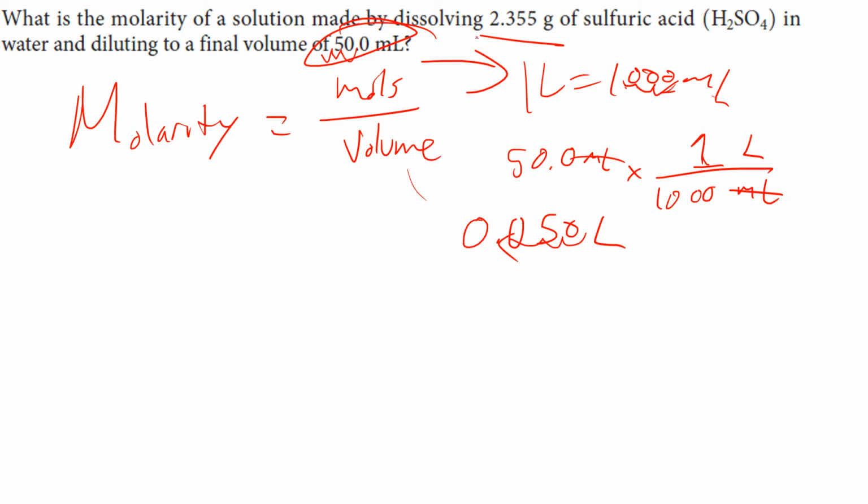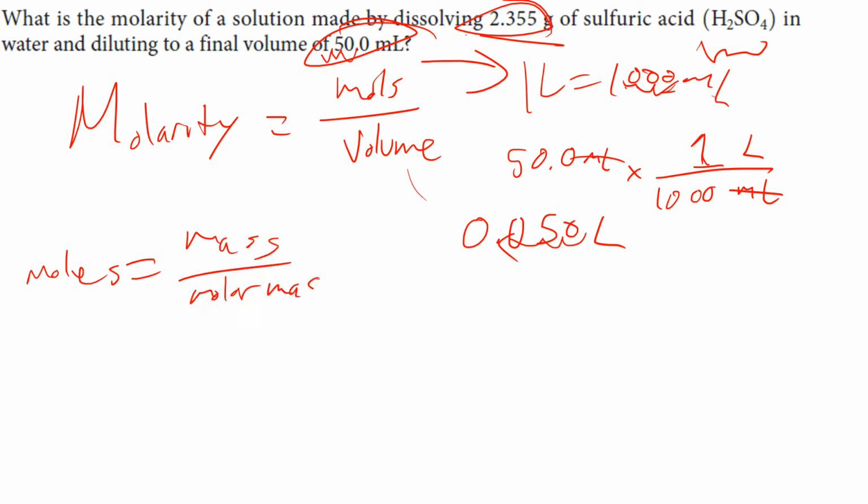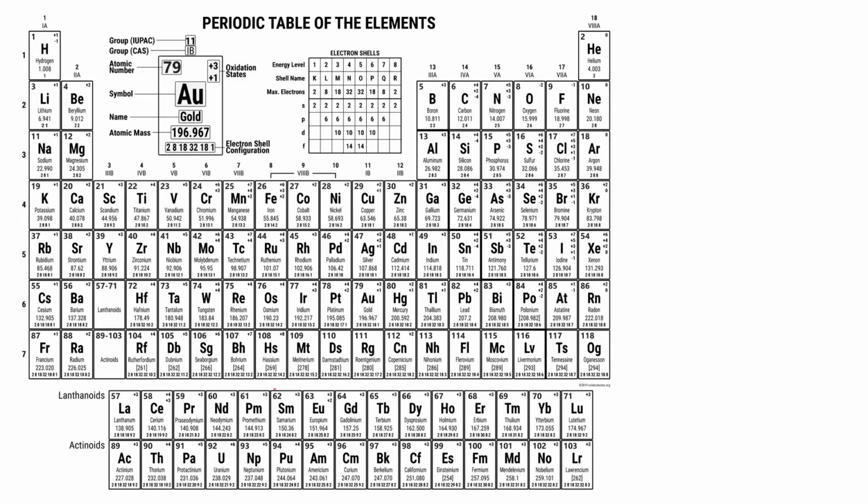Well, we know how to calculate moles. We have mass, and we're given the compound. And from compound, we can find molar mass. Remember? So we have moles is equal to mass over molar mass. 2.355 grams divided by molar mass, and that is why we had the periodic table here. We had sulfuric acid, H2SO4. So hydrogen is 1.01. We have 2 of these, so we multiply this by 2.